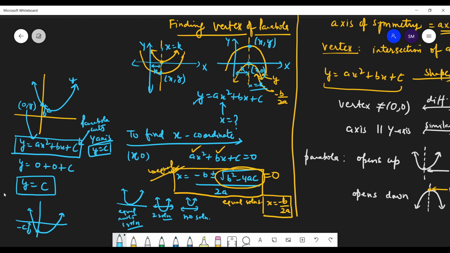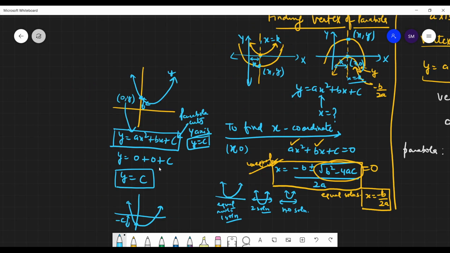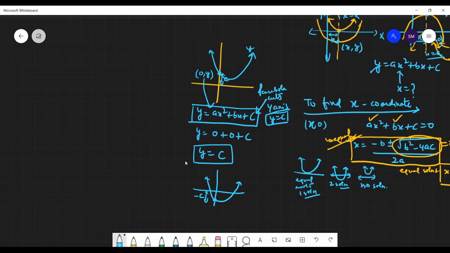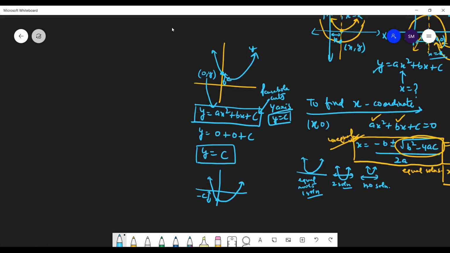Now let us do one or two questions of practicing to draw the parabola. So we have the equation y is equals to minus x square plus 4x minus 1. So tell me, what is a here? Minus 1. What is b here? 4. What is c here? Minus 1. So what is the information do you have?